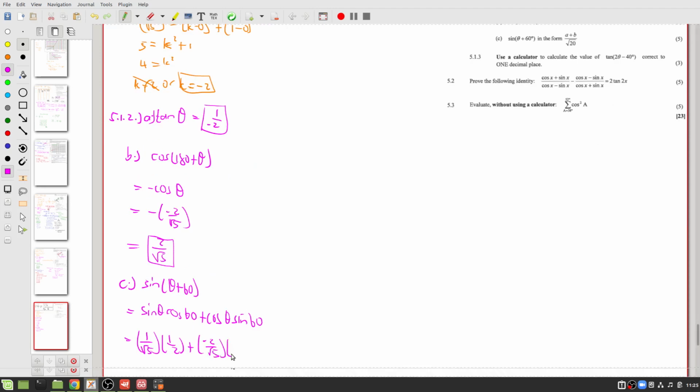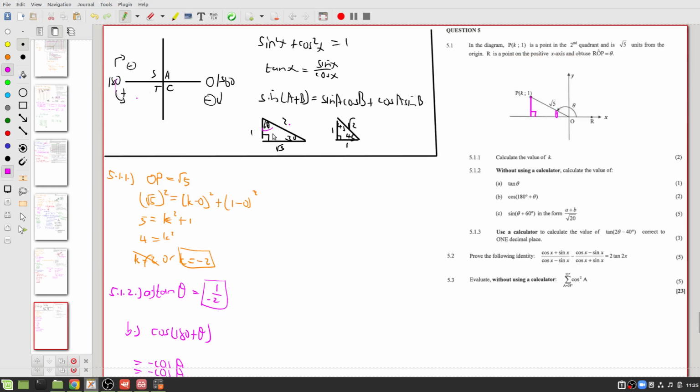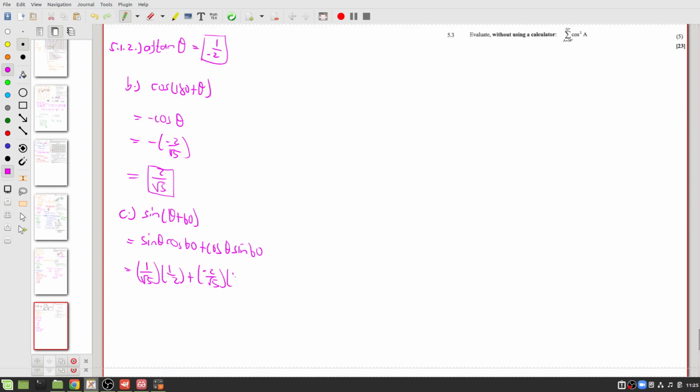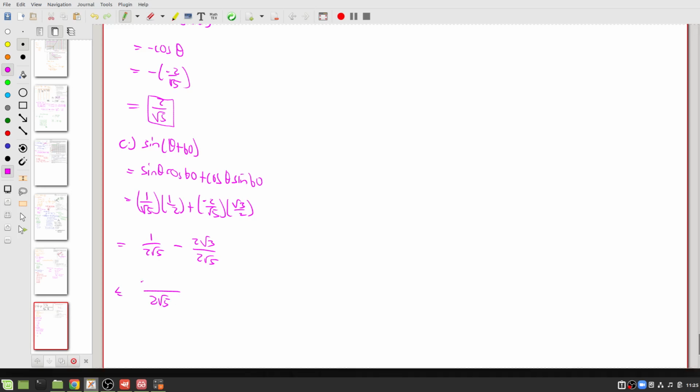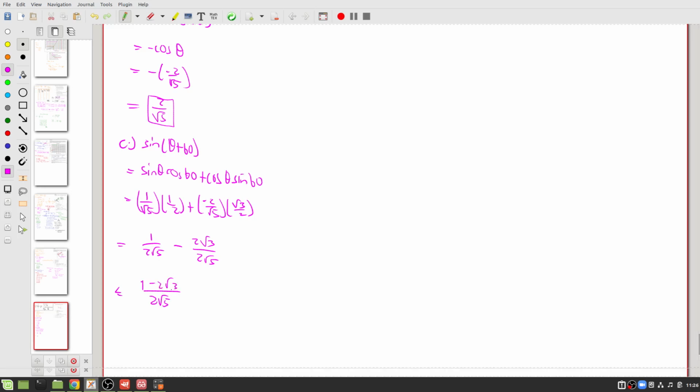And then sine 60. Again, we can read that off here. Sine 60 is opposite over hypotenuse, so root 3 over 2. Okay, now we can just multiply. 1 times 1 is 1. 2 times root 5 is 2 root 5. Plus and a minus make a minus. Negative, and then we've got 2 root 3 at the top, and at the bottom we've got 2 root 5. Okay, so we've got a common denominator, so we can just write that as our common denominator, and at the top we have 1 minus 2 root 3.